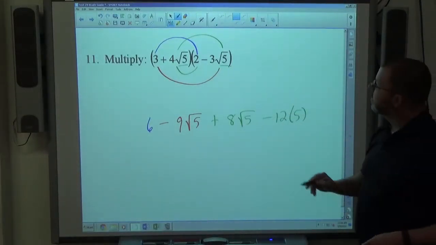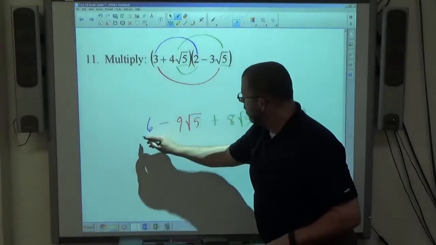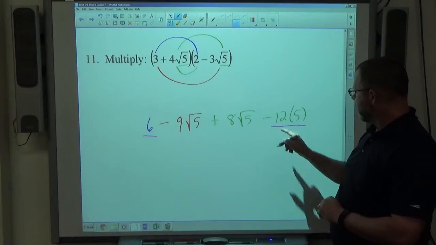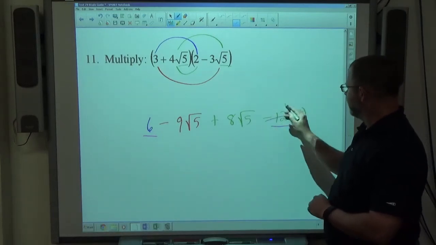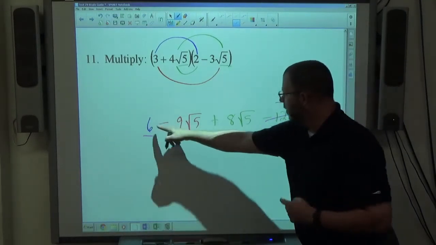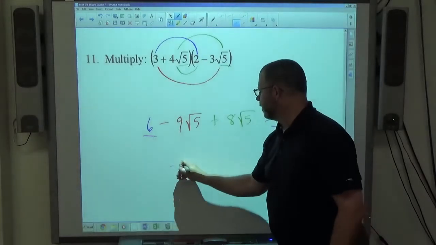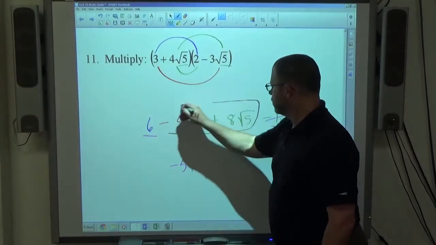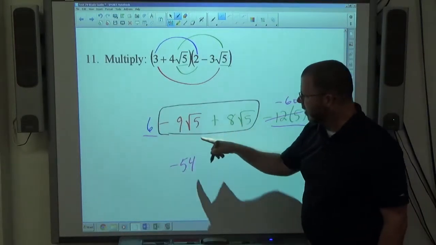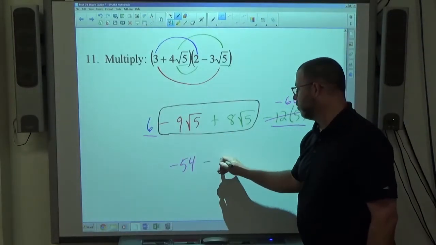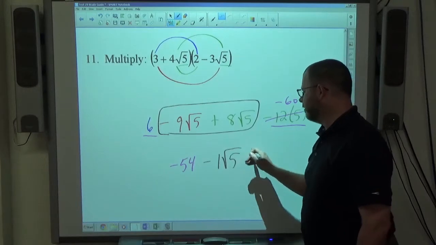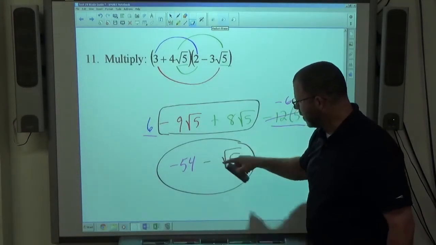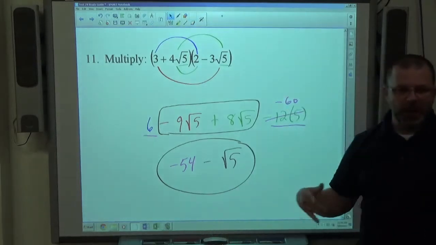At this point, the non-radical pieces are going to be able to add together. This makes a total of negative 60. So we have 6 minus 60 makes negative 54. And then the square roots of 5 can add together by adding the front numbers. Negative 9 plus 8 makes negative 1 times the square root of 5. The 1 is optional. If you put minus the square root of 5, it means the same thing. Take your pick on how you want to write that.